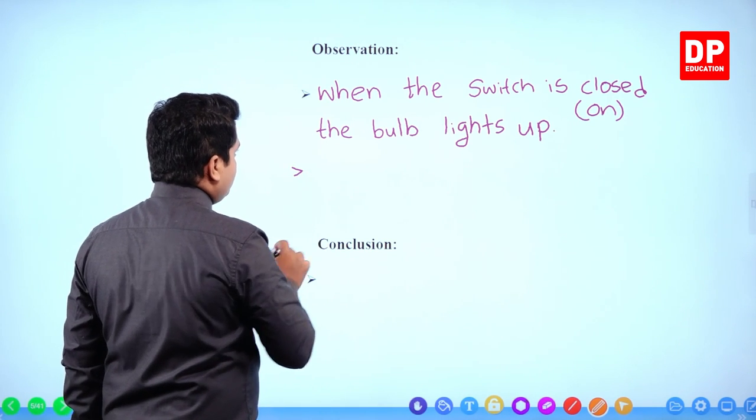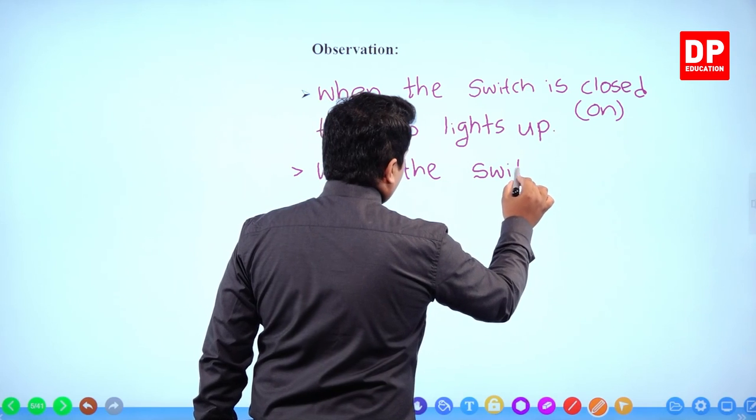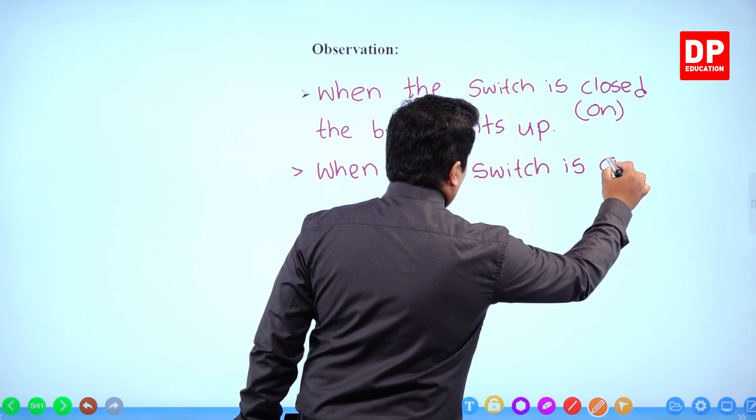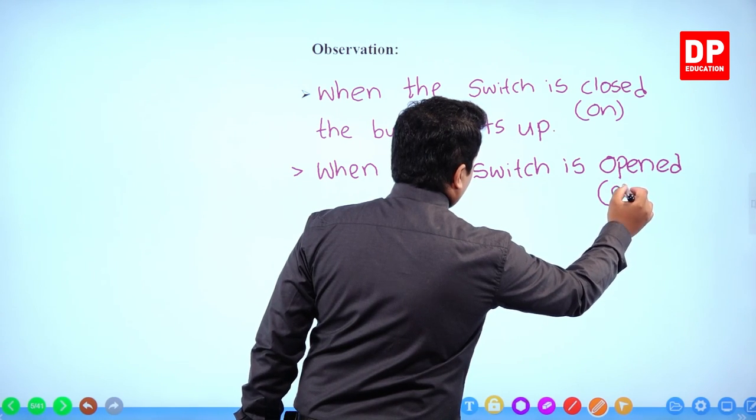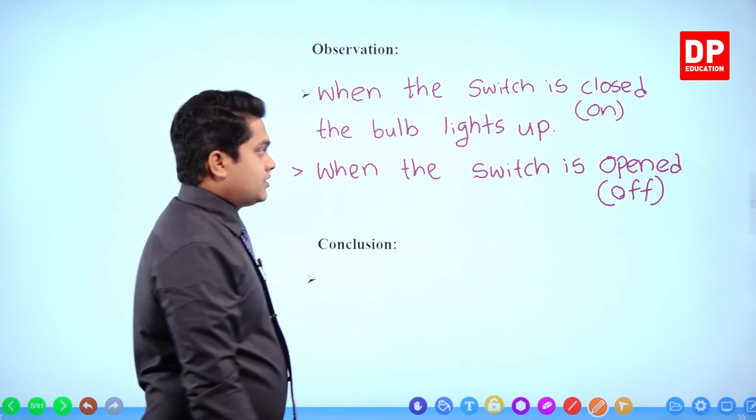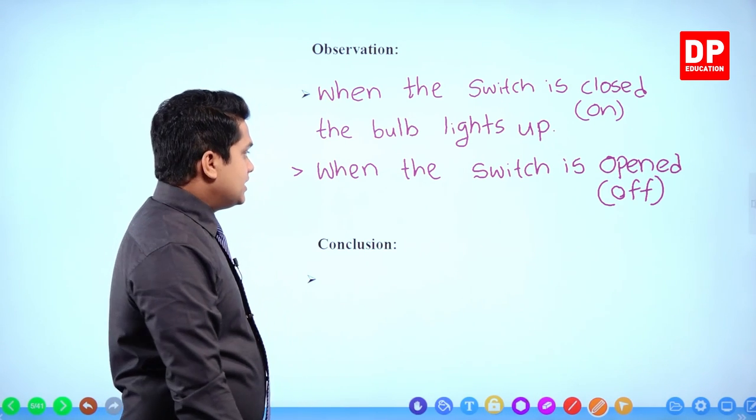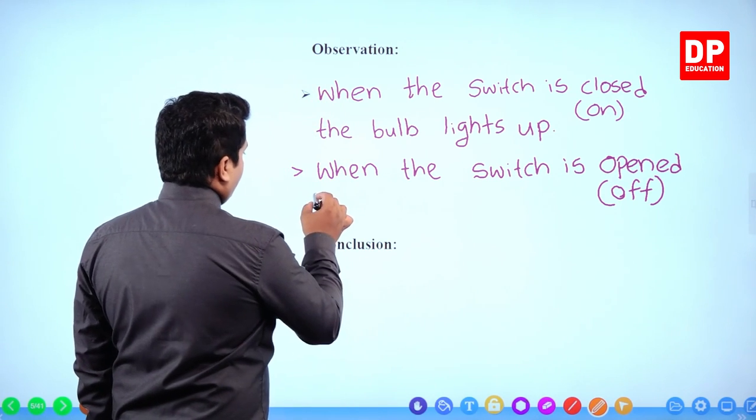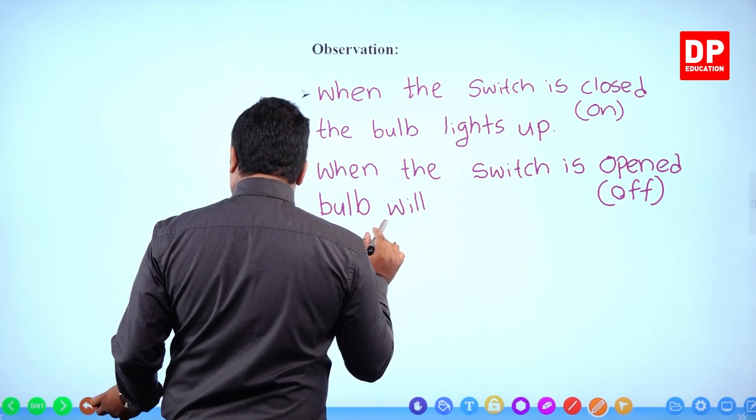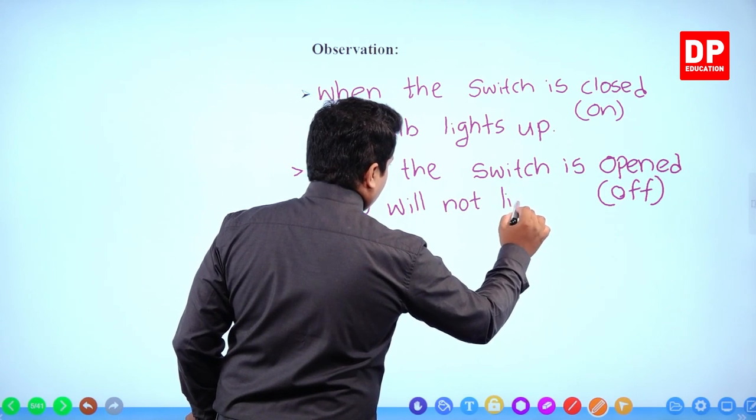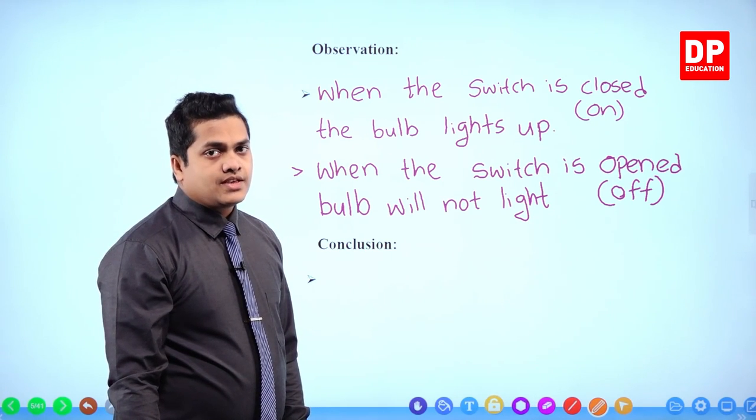Next one. When the switch is opened, means the circuit is now in off stage, means the system is now open. The circuit is now open. So when the switch is opened, the bulb will not light. Bulb will not light. Right? So this is our observation.